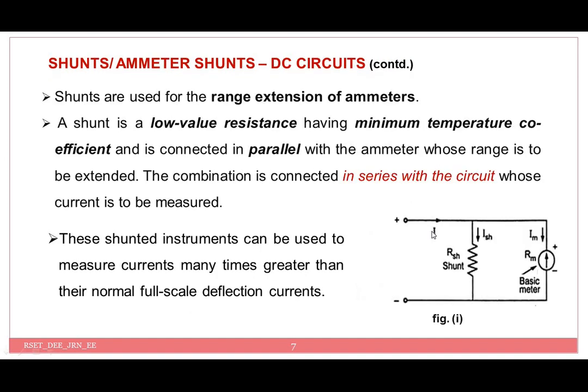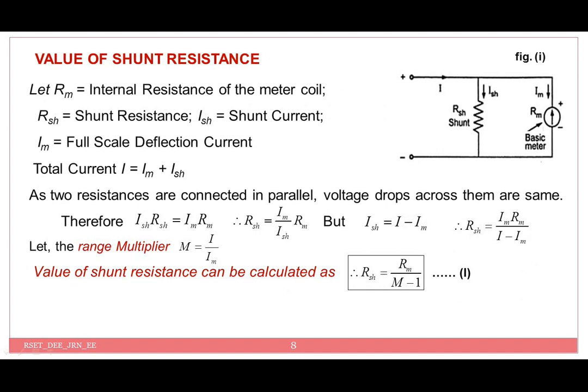Okay. Shunts are used for the extension of range for ammeters. A shunt is generally a low value resistance having minimum temperature coefficient and is connected in parallel with the ammeter whose range is to be extended. This combination is connected in series with the circuit whose current is to be measured. These shunted instruments can be used to measure currents many times greater than their normal FSD, full scale deflection currents. Very important. Now, let us see the expression for how to determine the value of the shunt resistance.